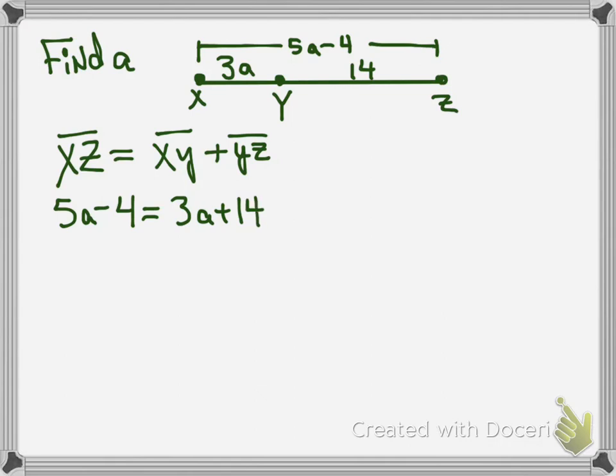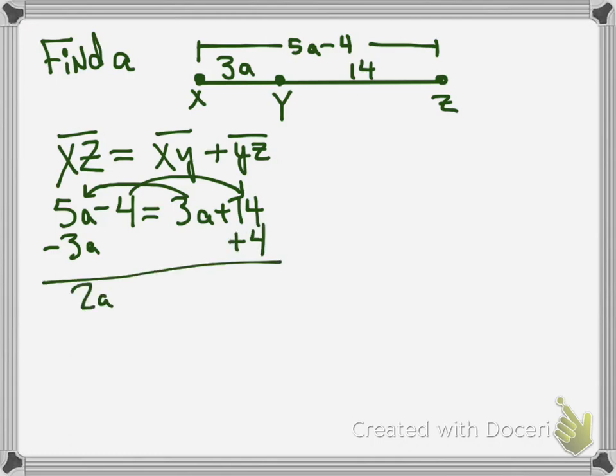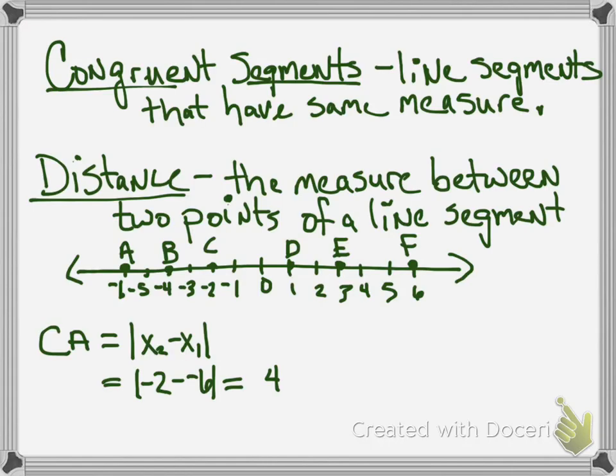So what does this look like? Well, this looks like what we do when I told y'all, variables to the left, numbers to the right. So I would move the 3A to the left. If it's positive, it would become negative. I would move the minus 4 to the right to join the 14, and if it's minus, it becomes a plus. So now I'm saying I have 2A is equal to 18, so divide by 2, A is equal to 9. So here we go again, doing some simple algebraic properties.